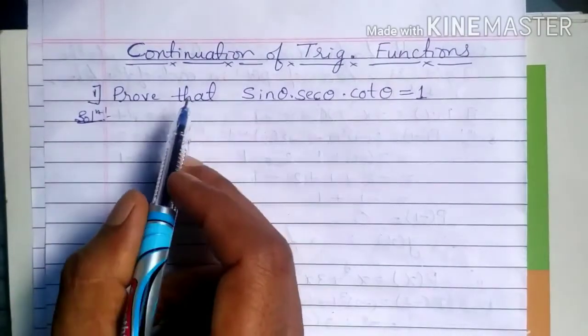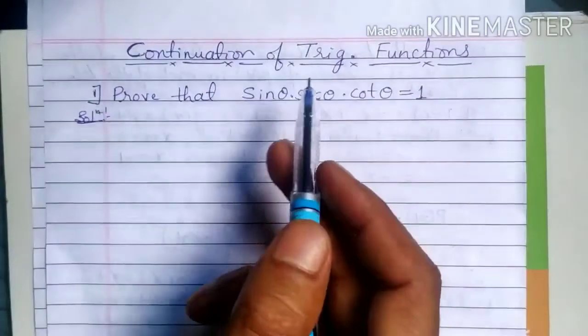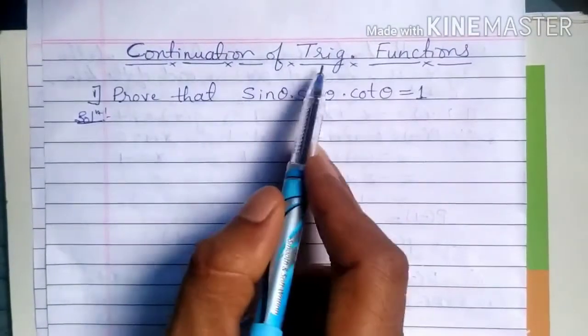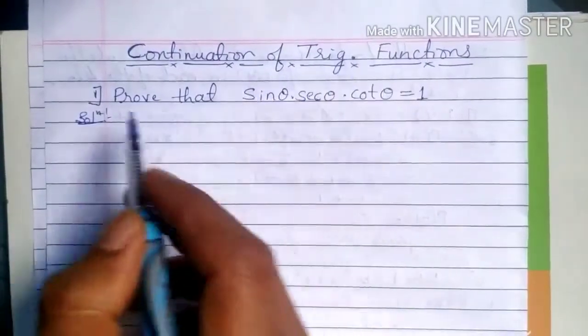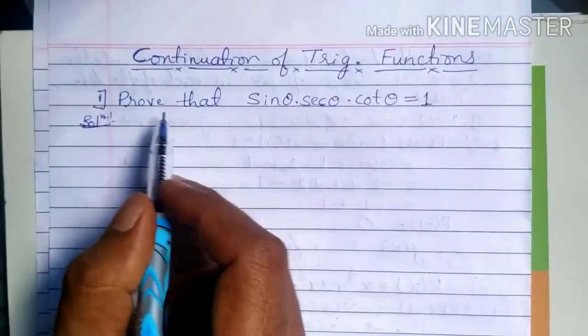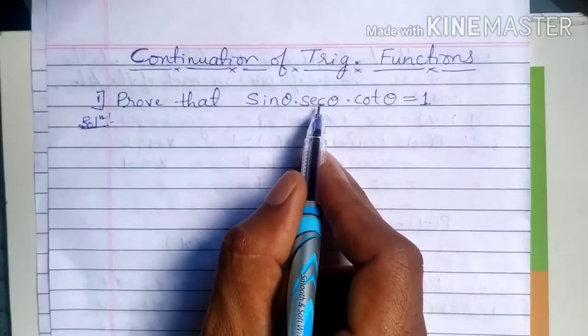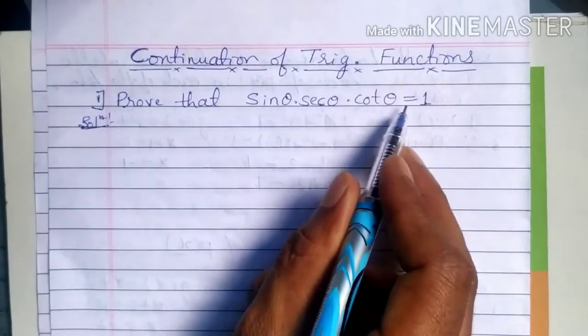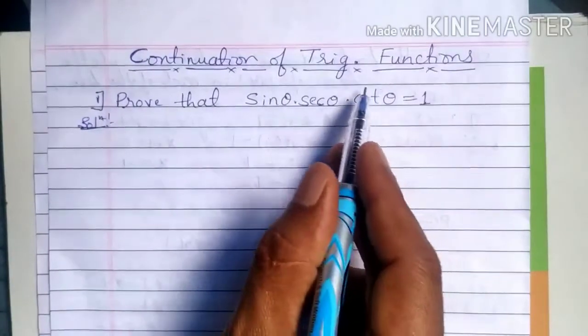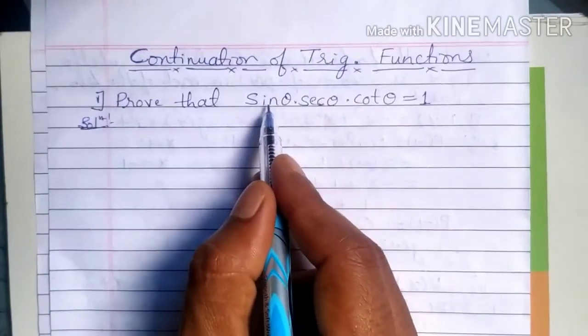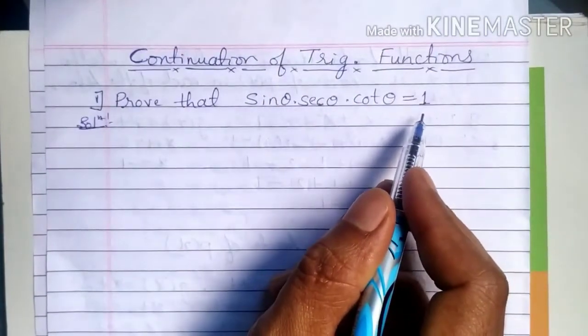Hi students, today we shall continue the chapter trigonometry. So in that, continuation of trigonometric functions. First question, let us consider: prove that sin theta sec theta into cot theta is equal to 1. So we have to prove, that is, simplify this one and show that it is equal to 1.